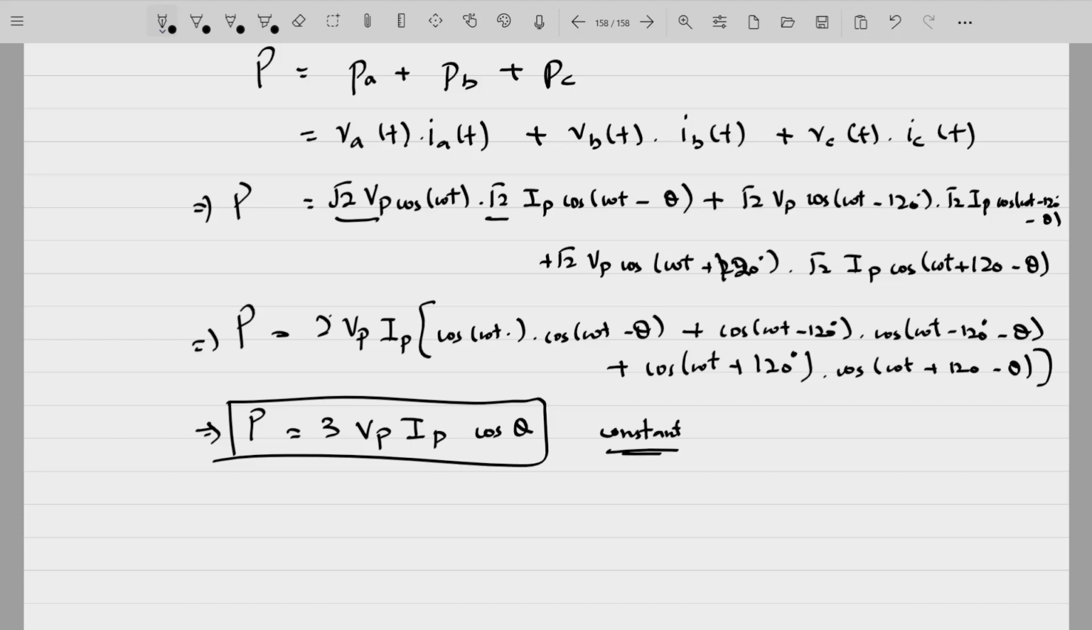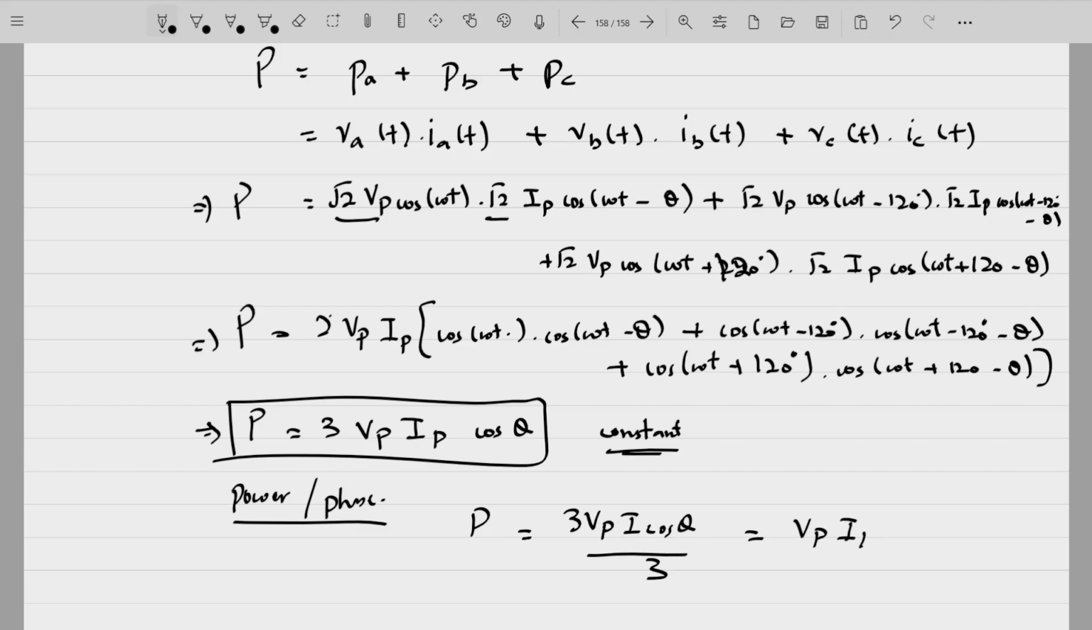Now, if you want to find out the power per phase, you can simply divide by 3 because there are 3 phases. 3 Vp Ip cos theta divided by 3, so you'll have Vp Ip cos theta. So Vp Ip cos theta is the instantaneous power per phase, whereas the total instantaneous power is 3 Vp Ip cos theta. You have to only note here that Vp and Ip are not the maximum values of voltage or current, they are the RMS values of voltage and current.